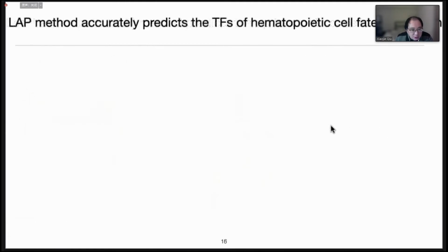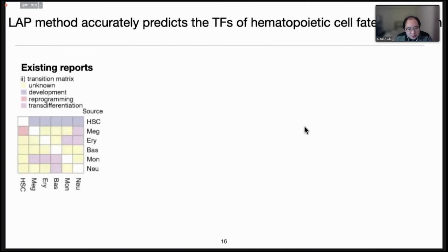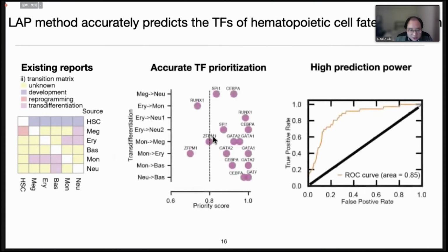Here I'm going to quickly show you that we are able to accurately prioritize the known transcription factors for each of the reported transdifferentiation experiments. You can see our priority score is pretty high. Most of them are above 0.8, indicating the high accuracy of our approach. Similarly, when we take all the known conversions and perform ROC curve analysis, we show that the AUC is around 0.85, again indicating the high accuracy of this approach.